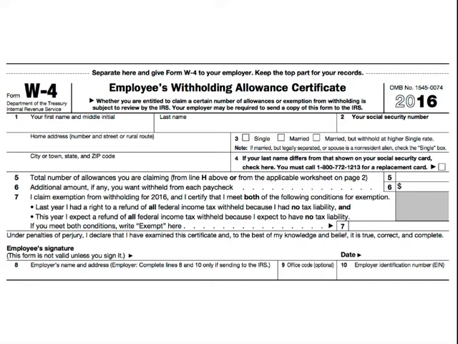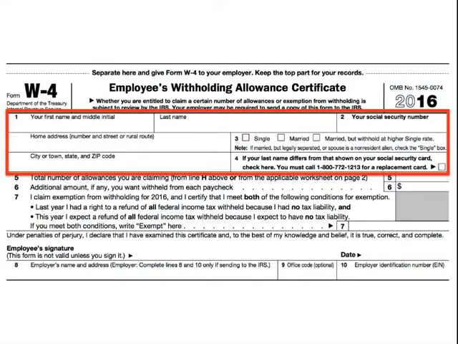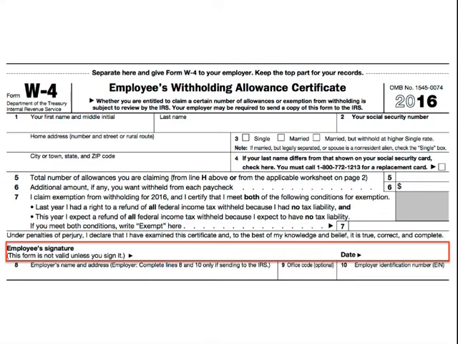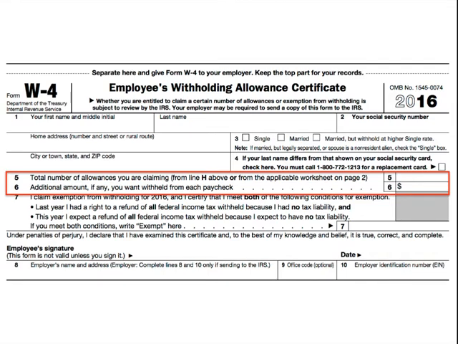And you'll notice it's real easy to fill out. Not much required information. You'll notice the sections, again, asking for your information. Then it's going to ask for the total number of allowances. Then after that, you simply just sign it. So it's very, again, very simple. But for purposes of what we're trying to do, we are only going to focus on lines 5 and 6. Line 5 is where the difficulty comes in.